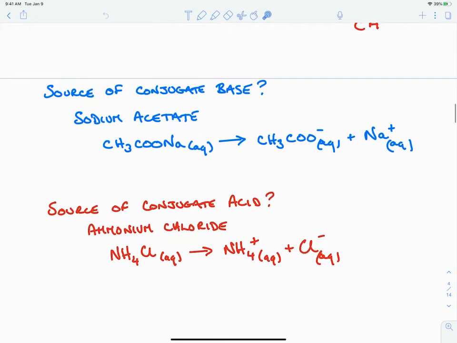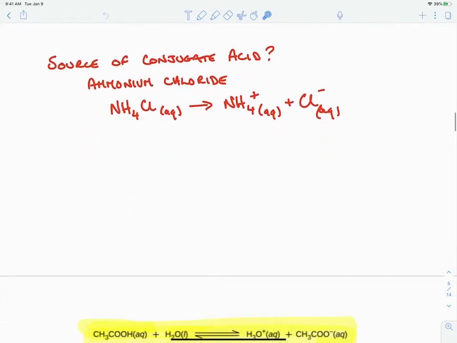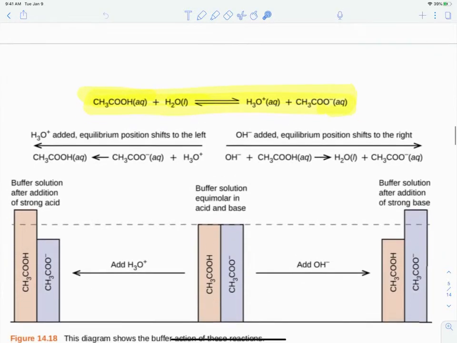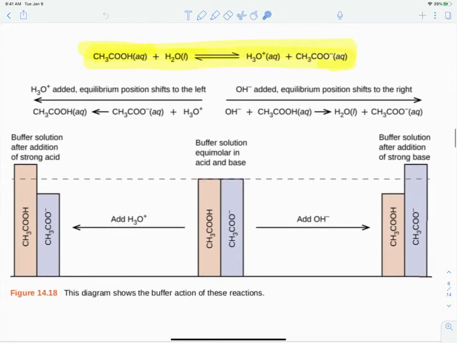And so we can make these buffer solutions out of a weak acid or a weak base. And now let's just have a look at how this actually works. So if we take this acidic system, here's acetic acid, here's acetate, the conjugate base, here's hydronium ion, because this is an acid reaction. And if we have a buffer solution where we have equimolar, meaning we have the same number of moles of acid and conjugate base, so here it's a 1-to-1 relationship.